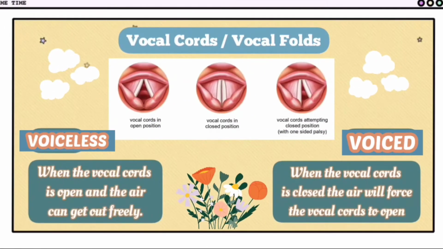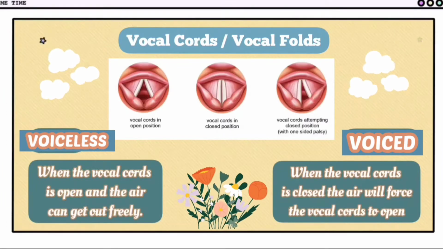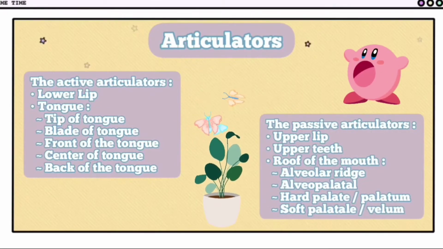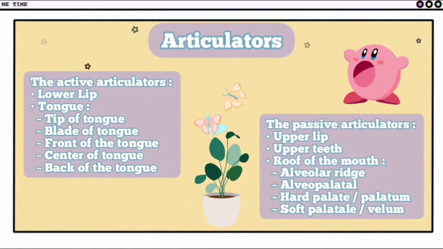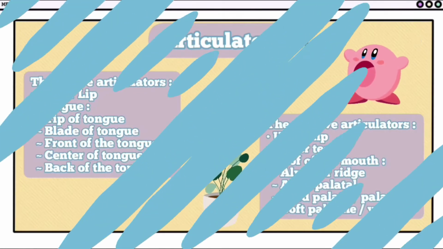There are 2 different sounds produced through the vocal cords: voiceless and voiced. An easy way to remember these two is that voiceless has no vibration, and it sounds like s, and voiced has vibration. It sounds like z. There are 2 kinds of articulators for producing sounds. The active articulators are the lower lip and tongue. The passive articulators are the upper lip, upper teeth, and roof of the mouth.